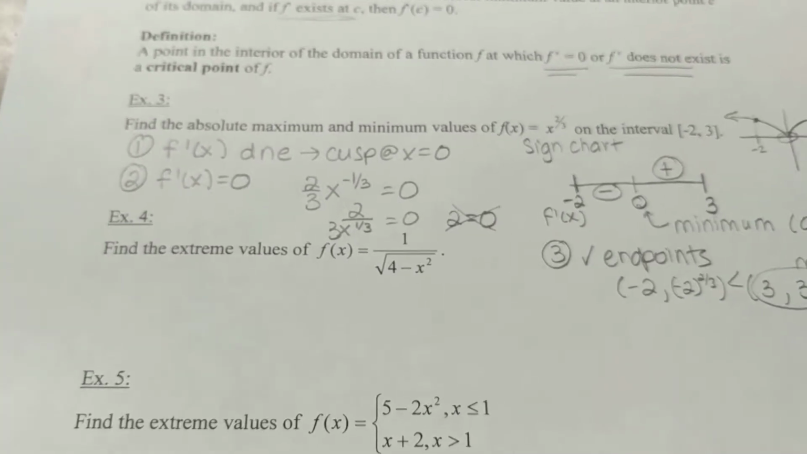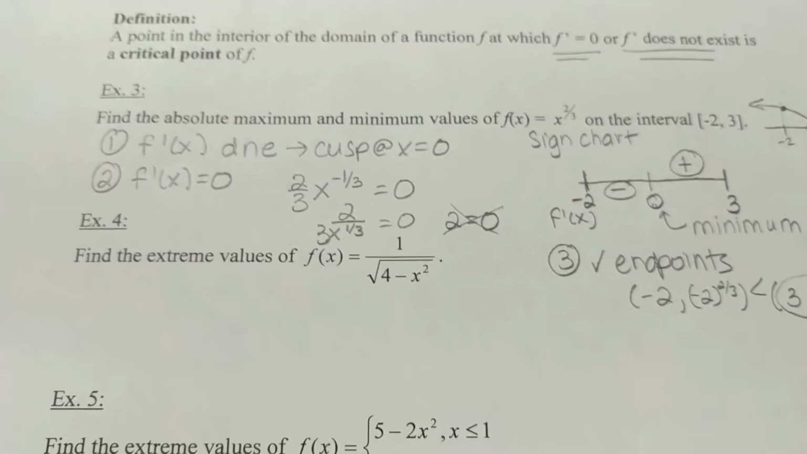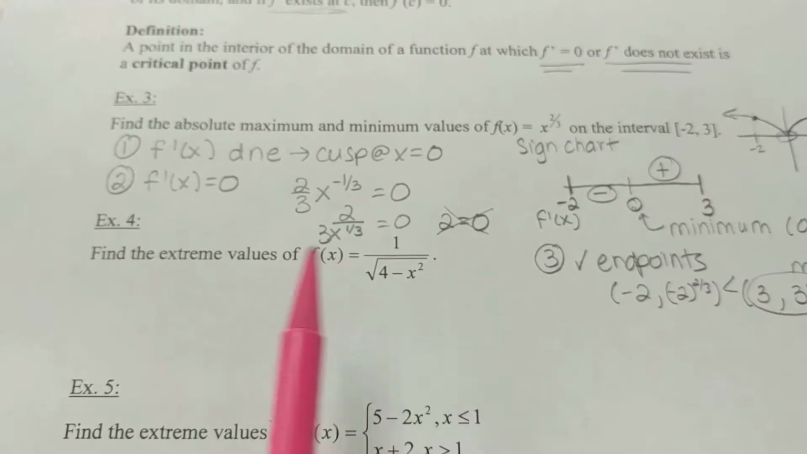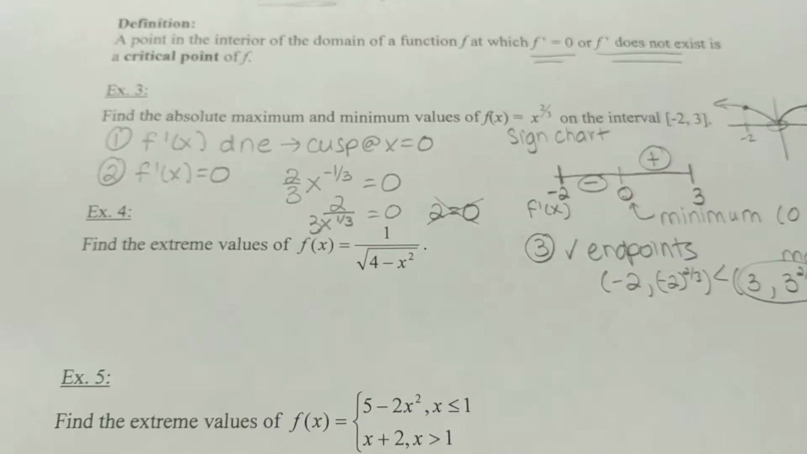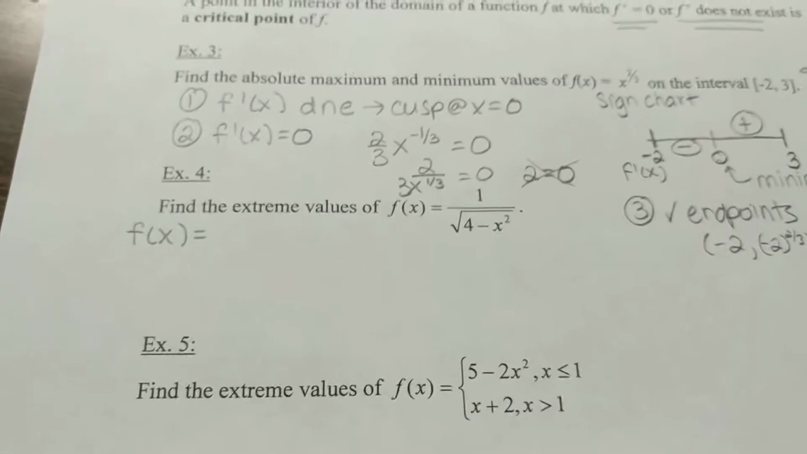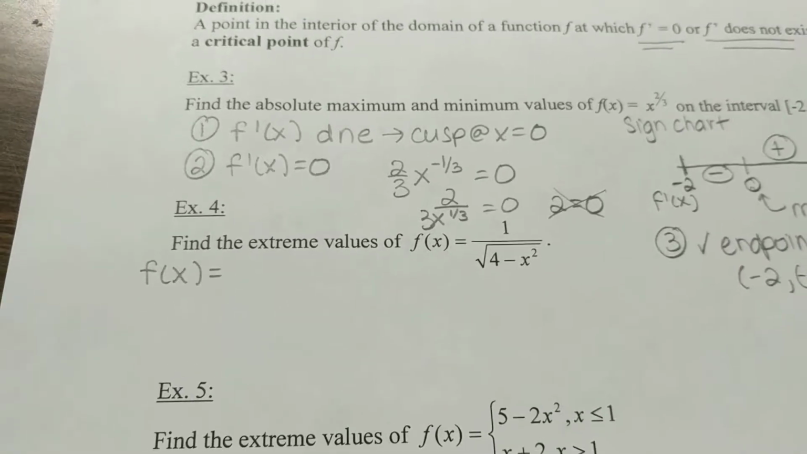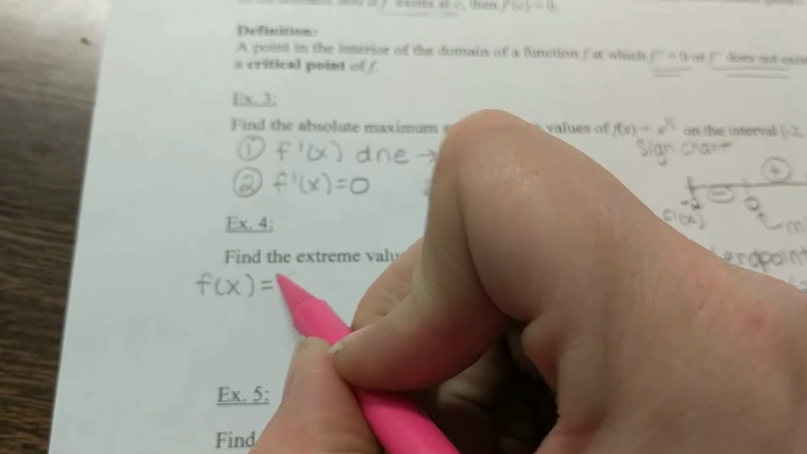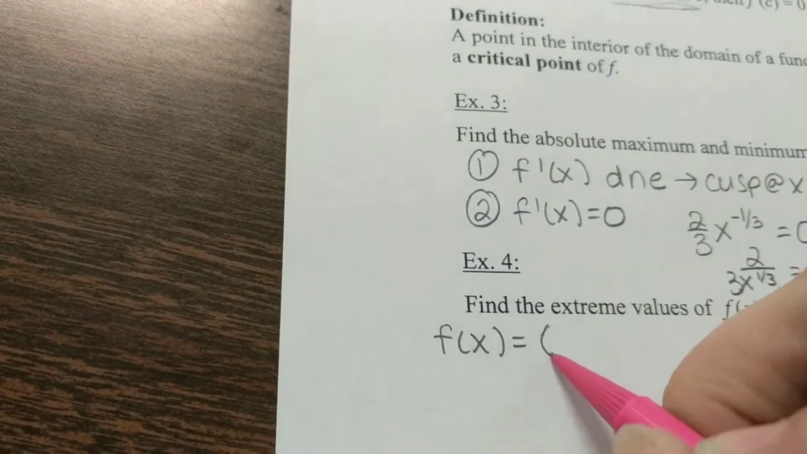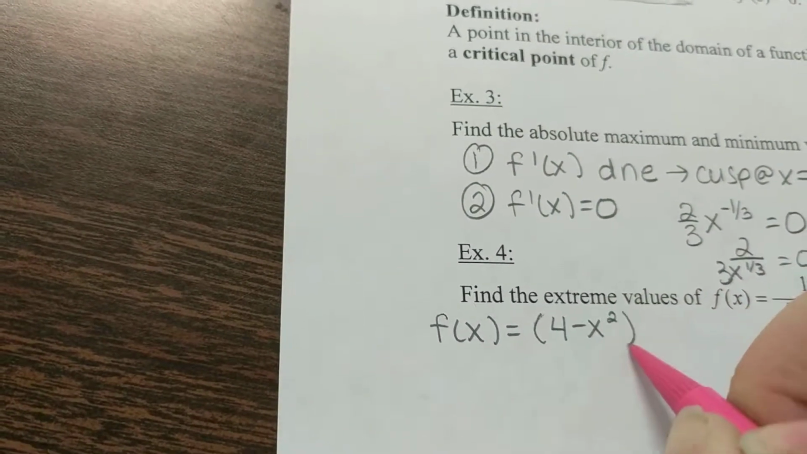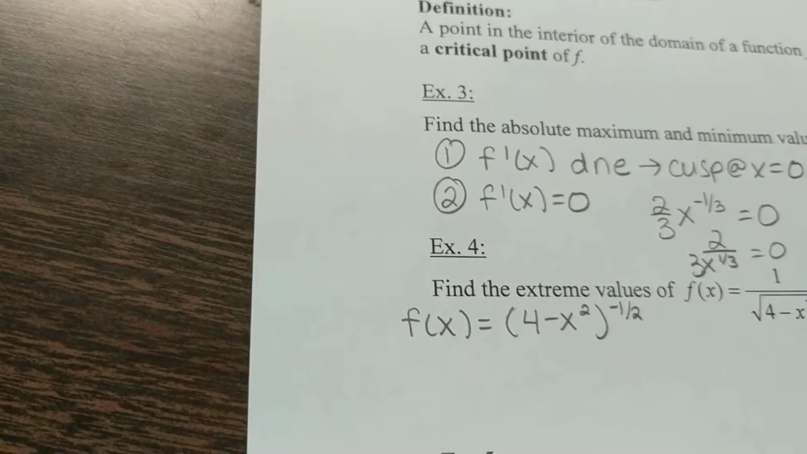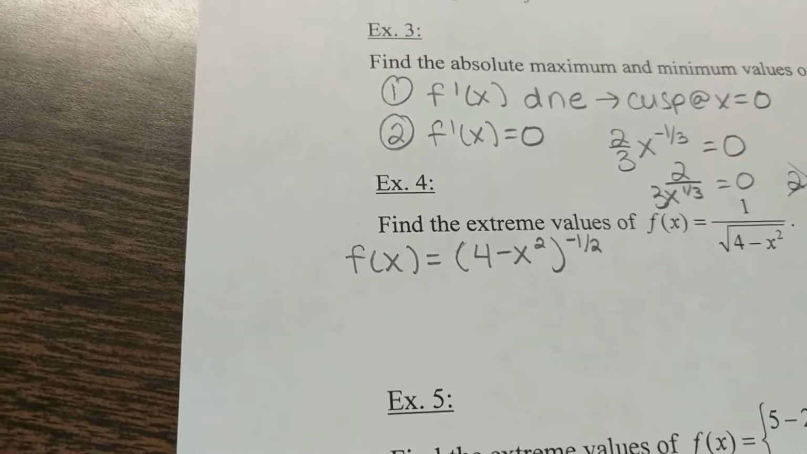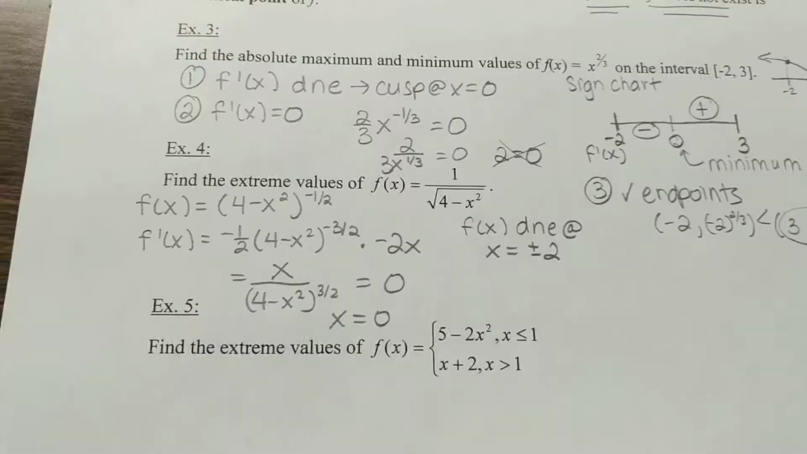All right, what I'd like you to do is try this next one. Do the exact same process using this function. And I won't be totally mean here. One way to do this, since I've got a square root on the bottom, is to rewrite this function as 4 minus x squared to the negative 1/2 power. Now it's a little bit easier to find the derivative of. So now you can go ahead and work on that one.